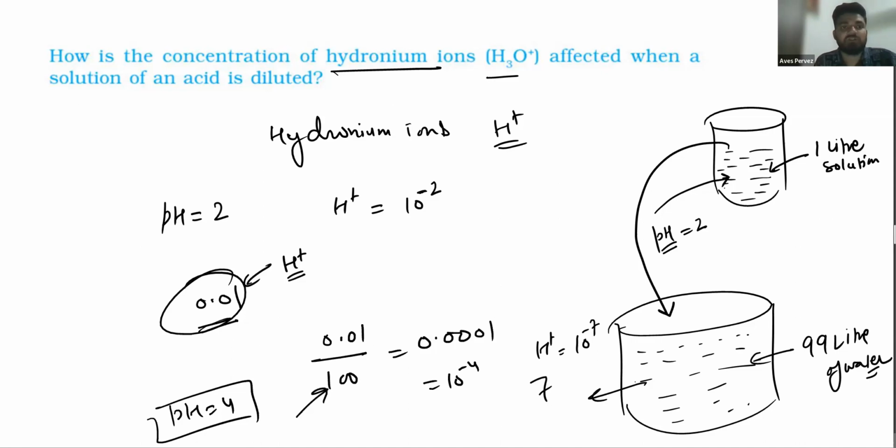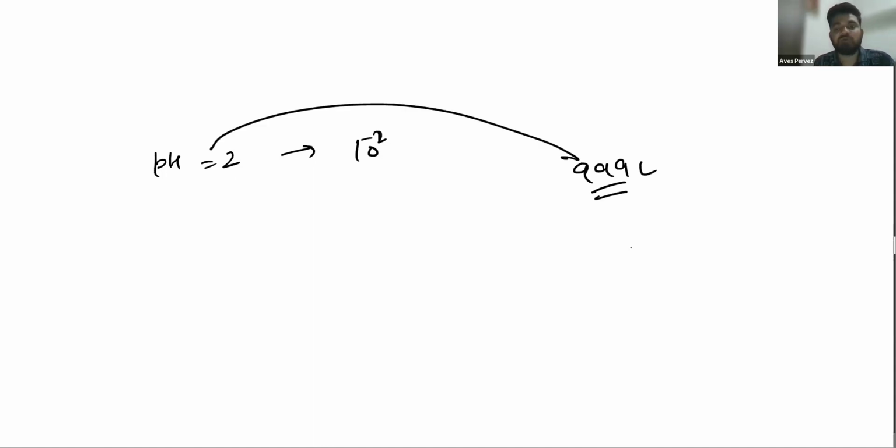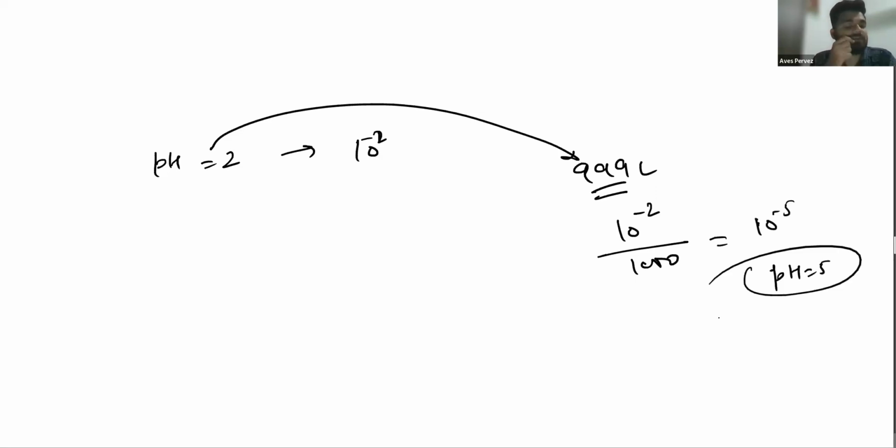So the pH is per liter of solution. For example, if I add 1 liter of solution with pH 2, it means that the H plus ion concentration is 10 raised to the power minus 2, to an extra 99 liters of water. So when you add 1 liter of this one, the total solution will become 100 liters. The pH was 2, and the H plus ions of water are not going to affect anything. So now you will get 10 raised to the power minus 4, and the pH of the solution will become 4.